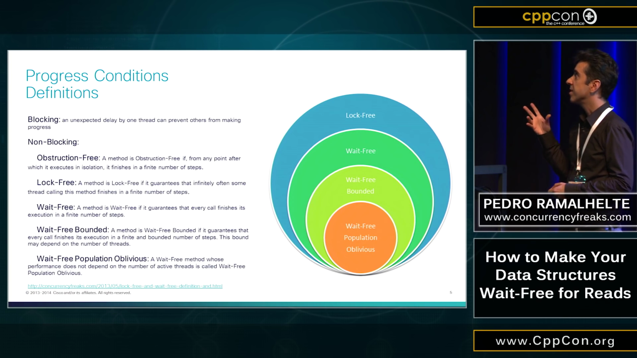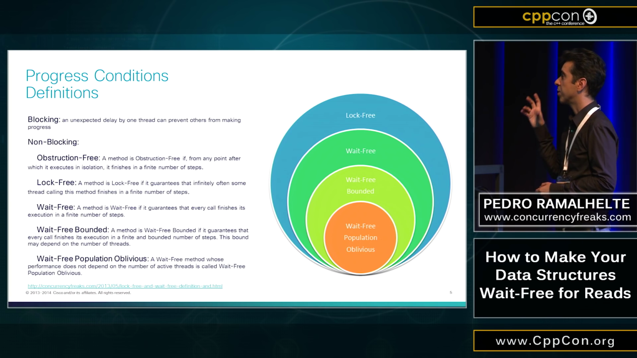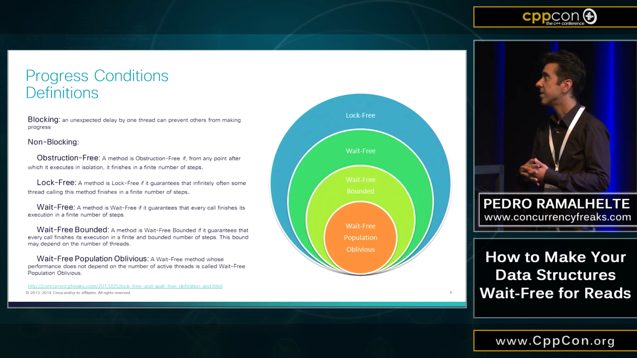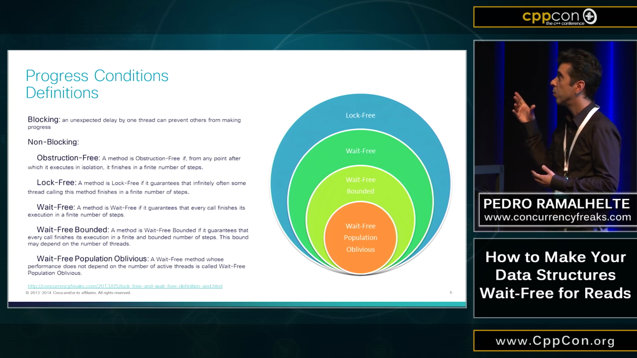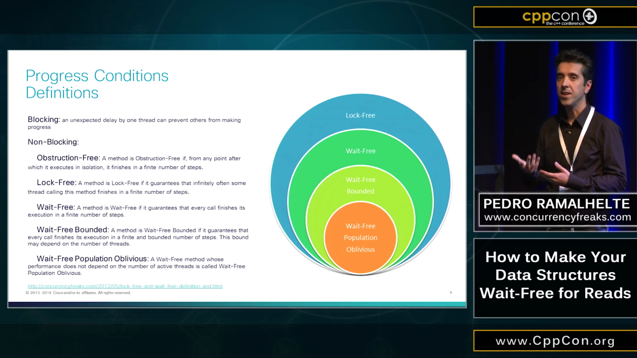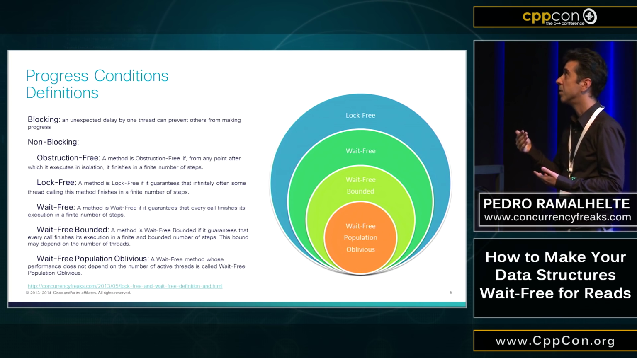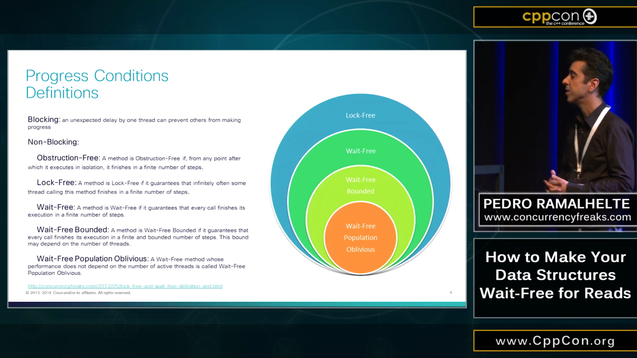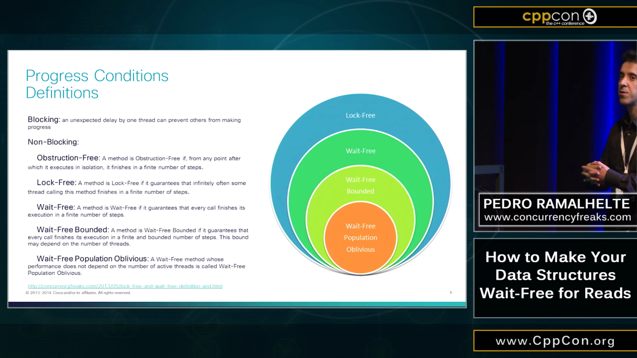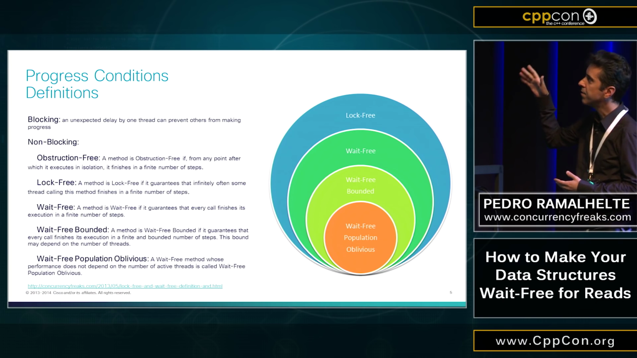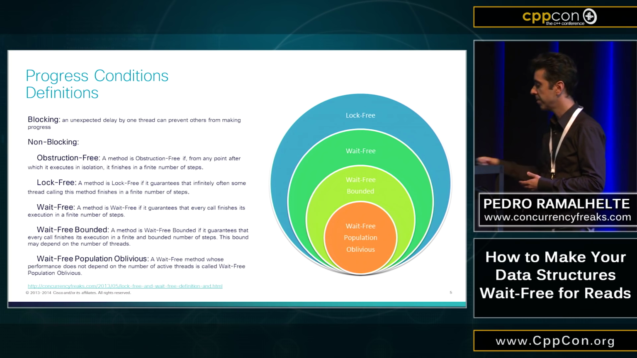So if you represent the non-blocking progress conditions on a Venn diagram, you get something more or less like this. And the interesting part about this is that whatever guarantees lock-free provides, wait-free will also provide those guarantees and more. And whatever wait-free unbounded provides, wait-free bounded will also provide and more. So that's the idea we're trying to pass here. And these are the definitions, but we'll go over each of them.